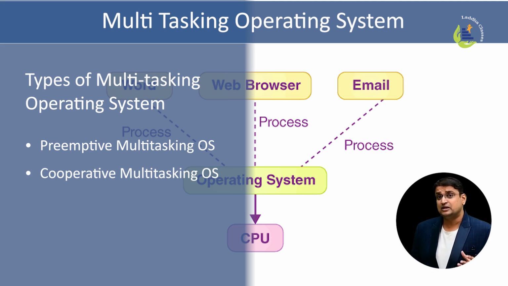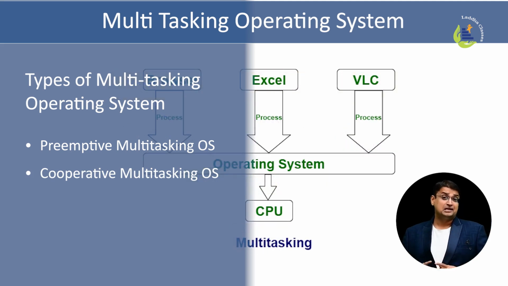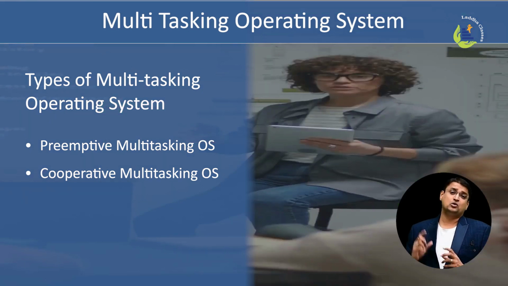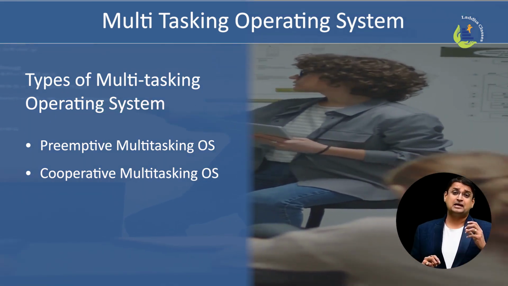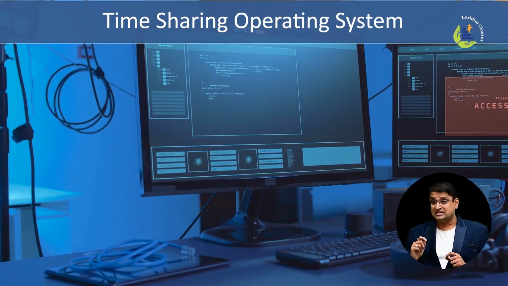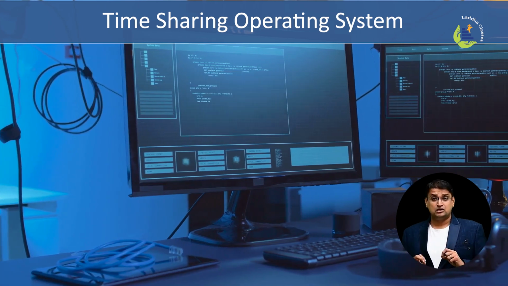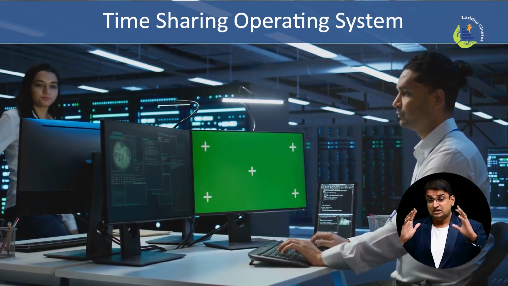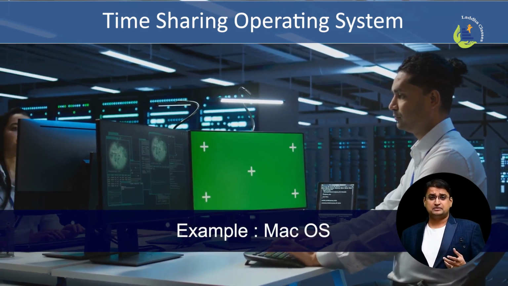Preemptive multitasking OS. It is a type of multitasking that allows computer programs to share operating system and underlying hardware resources. Cooperative multitasking OS. It is the simplest form of multitasking. In it, each program can control the CPU for as long as it needs. Time sharing operating system. This operating system allows multiple programs to simultaneously share the computer resources. It provides each process a time slice to run on, for example, Mac OS.